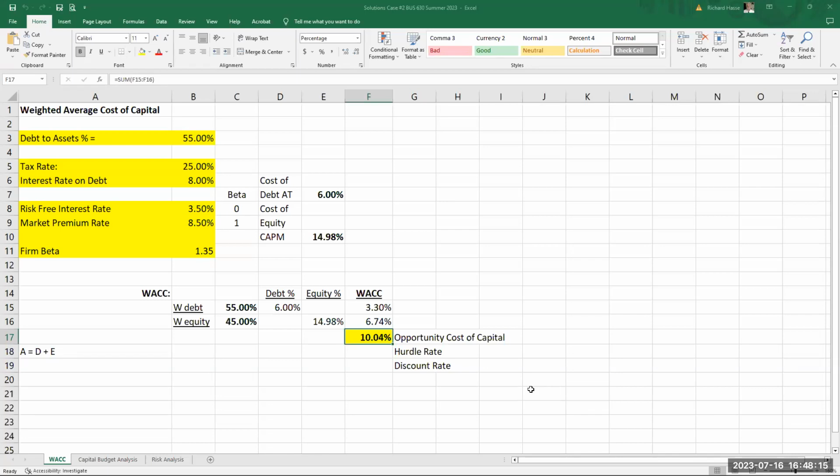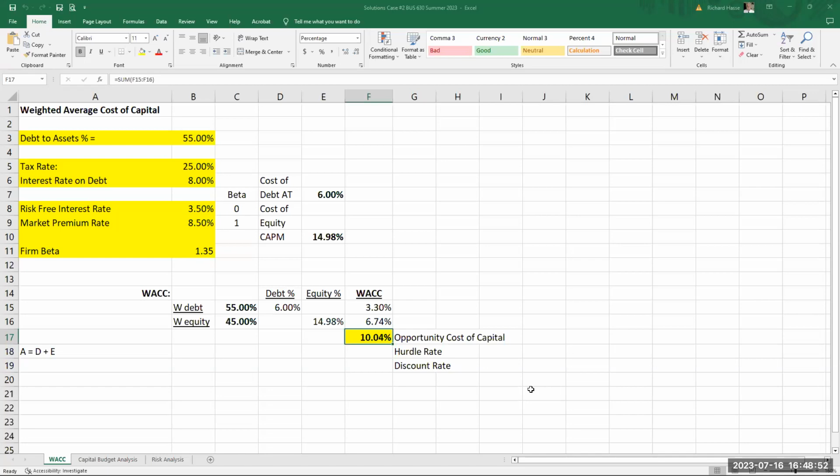Then you were given that the interest rate on the debt was 8% with a corporate tax rate of 25% in this problem. You were told that the risk-free rate was 3.5%, a market premium rate of 8.5%, and a beta or risk of the firm 1.35. Putting all that together, you should have calculated that the cost of capital for this company on this given date for this analysis is 10.04%.